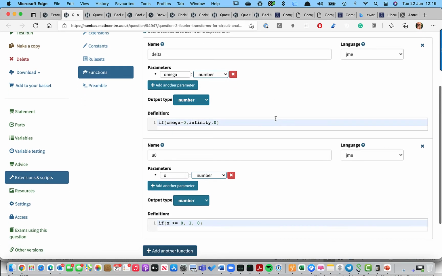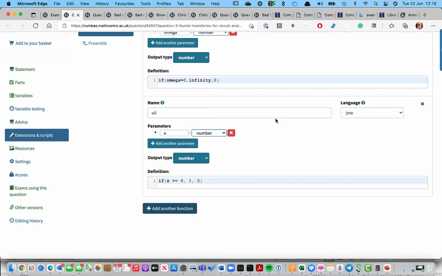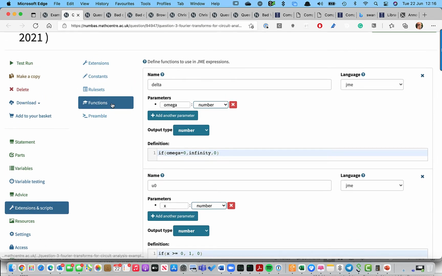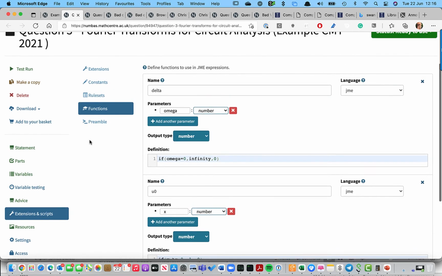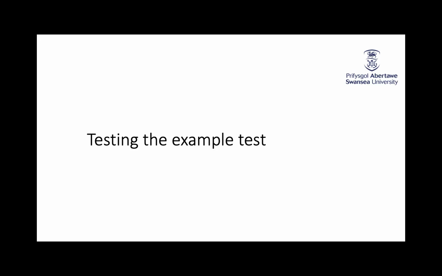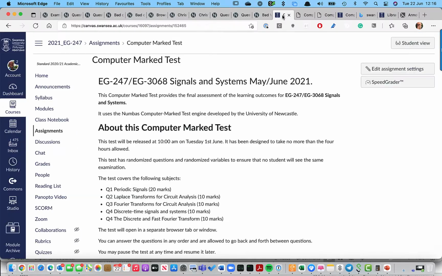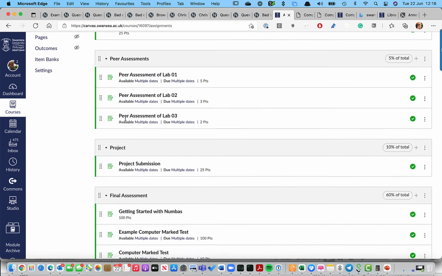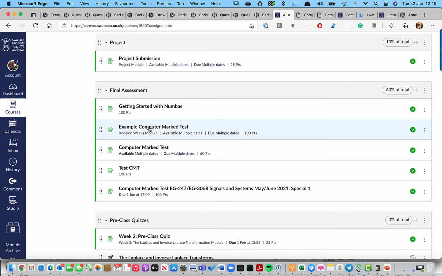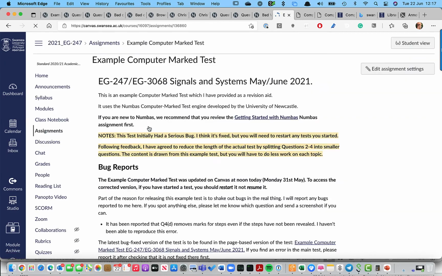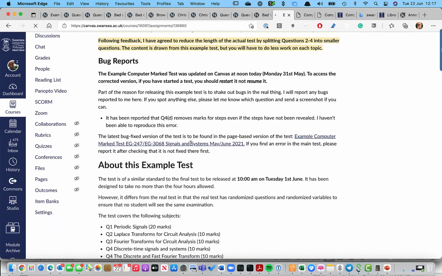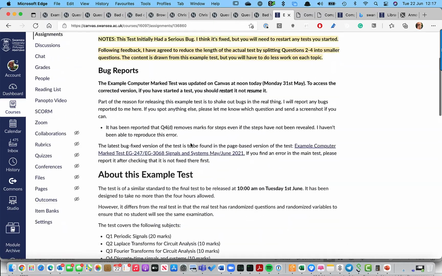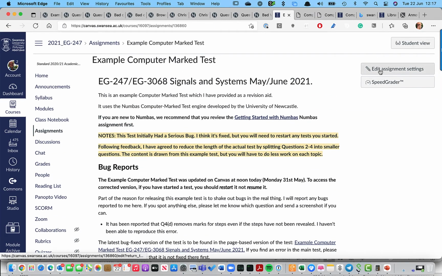Here are the functions that I defined, a delta function and a function representing unit step, which worked quite nicely. To test it, I made the test available through Canvas, and I got a couple of team students to try things out about 2 weeks before I released the test to everybody. And I got a lot of bug reports from this example test, and you can see some of the bug reports actually in the text of the test, to warn students coming afterwards.